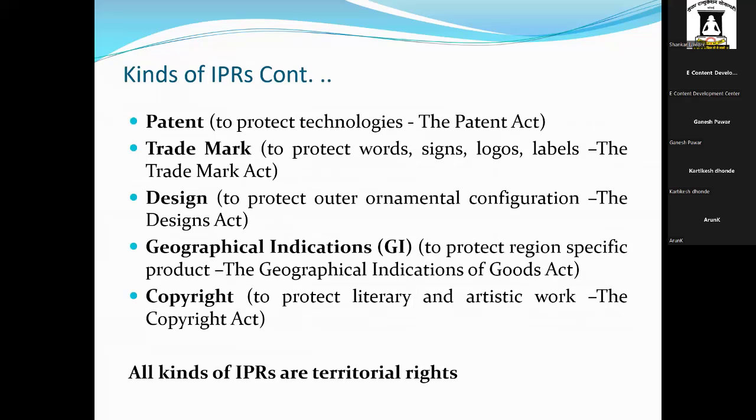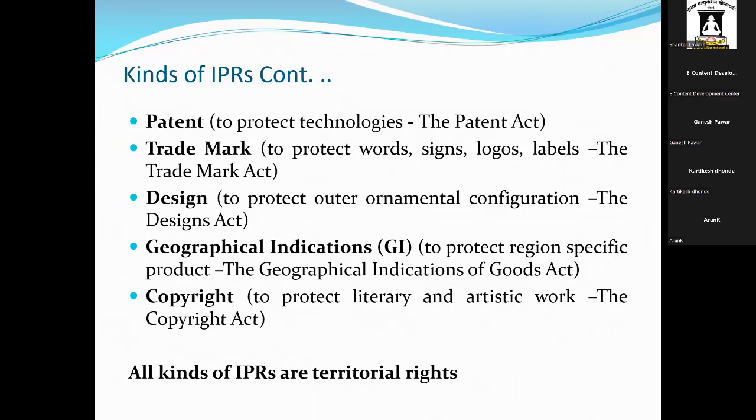So kinds of IPR. Let me discuss what these IPRs are. The first is patent, to protect technology. It comes under the Patent Act. Trademark, to protect words, signs, logos, and labels. This comes under the Trademark Act, and designs, to protect outer ornamental configuration, the Design Act. Then come geographical indicators, to protect region-specific products.